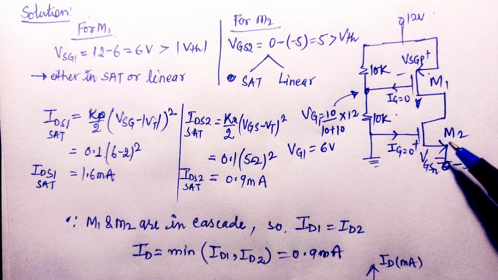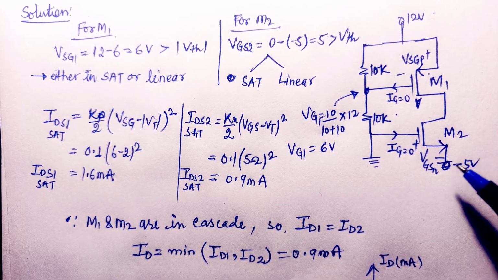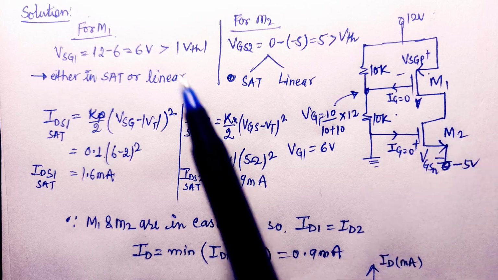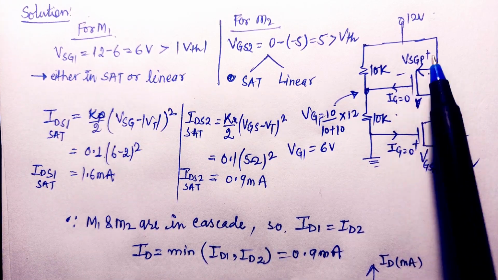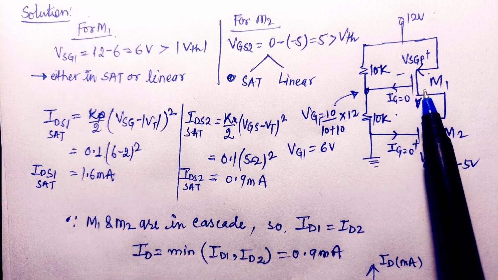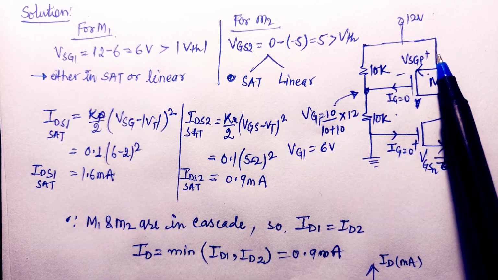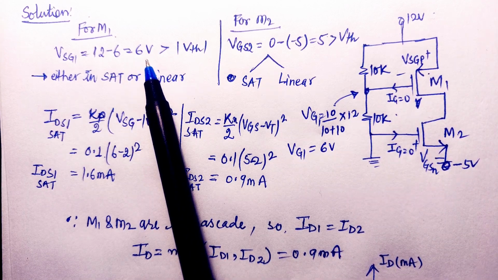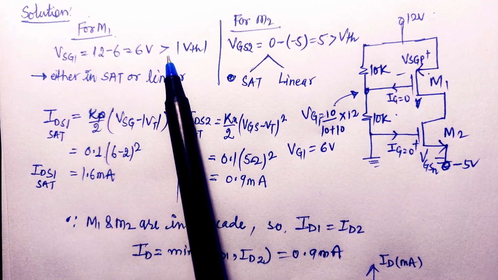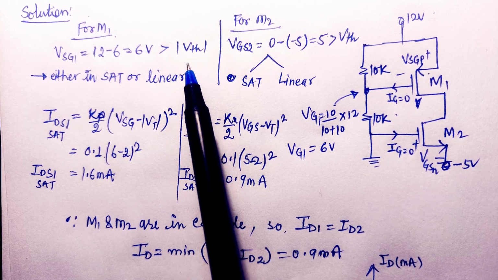So this is the circuit given to us. First of all, let us see the region of operation of these two transistors. To find out the region of operation, for transistor M1, VSG1, that is the source to gate voltage of this transistor, is equal to 12 minus 6. This is 12 volt, source voltage is 12 volt and gate voltage is 6 volt, that is equal to 6 volt. So we can say that VSG is greater than mod of VTP. Mod of VTP is given in the question and its value is 2 volt.